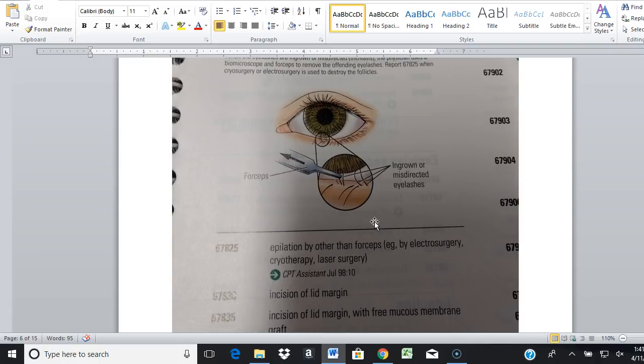And this is where we're going to start seeing code 67900, the repair of the brow ptosis, blepharoptosis, lid retraction, ectropion, and entropion. So again, these are all different issues with the brows and the eyelids collapsing on themselves so that the person can't see properly. And we do need to go in and correct all of those.